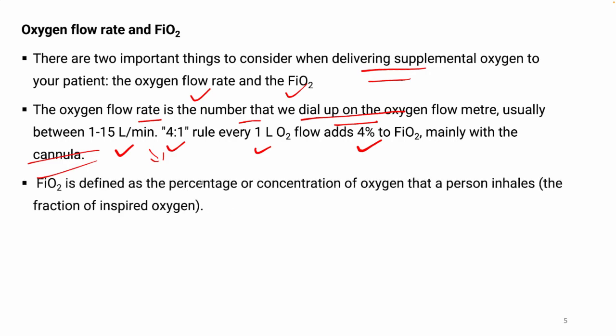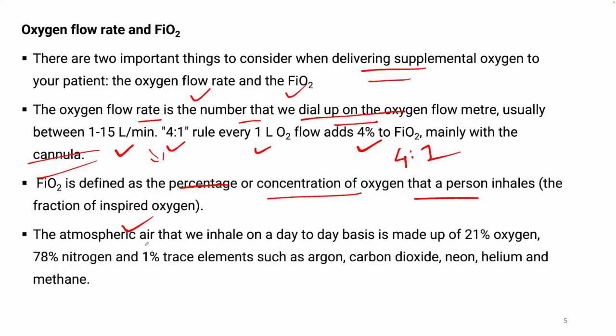What is FiO2? It is defined as the percentage or concentration of oxygen that a person inhales, the fraction of inspired oxygen. So whatever oxygen the person is inspiring, that ratio plus 1 liter of oxygen we are delivering. So the 4:1 ratio is seen. Next, atmospheric air that we inhale on a day-to-day basis is made up of 21% oxygen, 78% nitrogen and 1% trace elements such as argon, carbon dioxide, neon, helium and methane. This you can just remember. So this was about oxygen flow rate and FiO2 ratio.